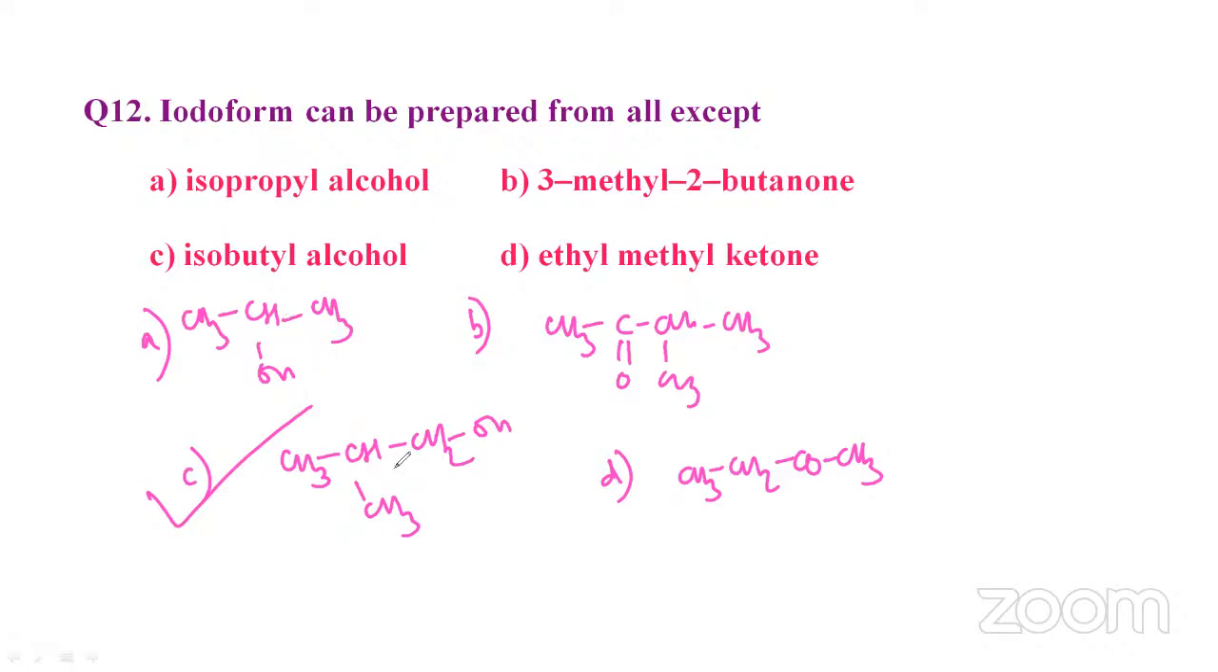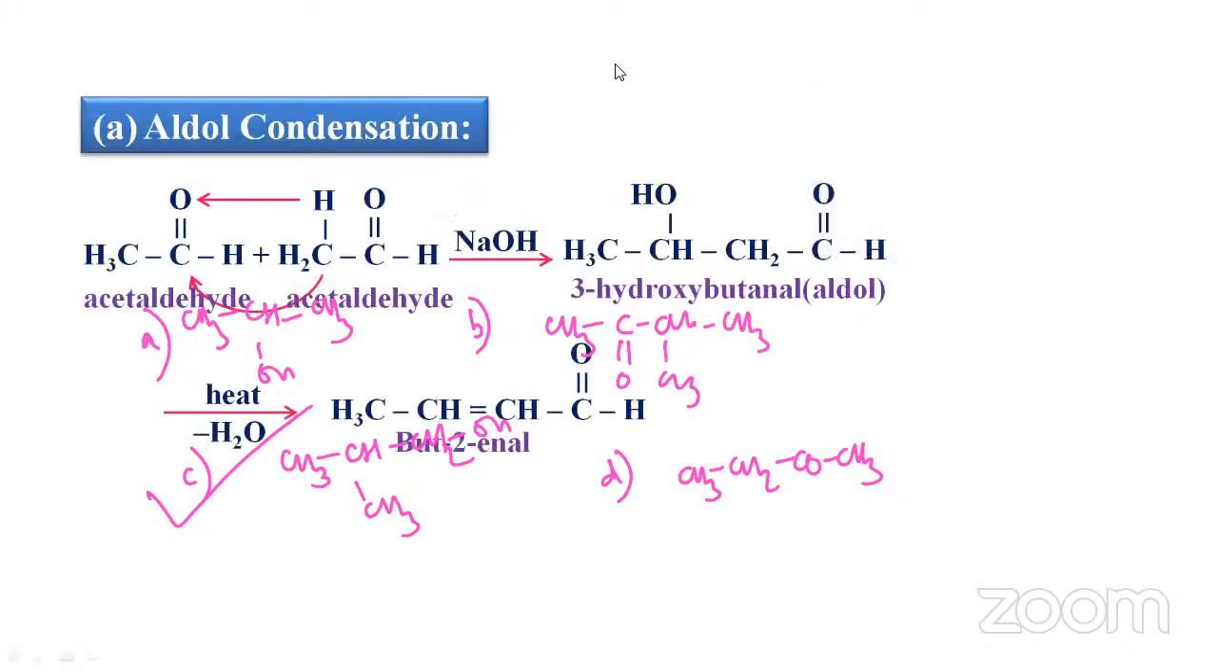Why? Because there is no alpha carbon attached here, right? So here you can see compounds with CH3CO, or CH3CH here. Okay, CH3CH, they can form the iodo group. But isobutyl alcohol will not form the iodo group here. So others can be prepared, this cannot be prepared. Okay, so we'll go for the next one.